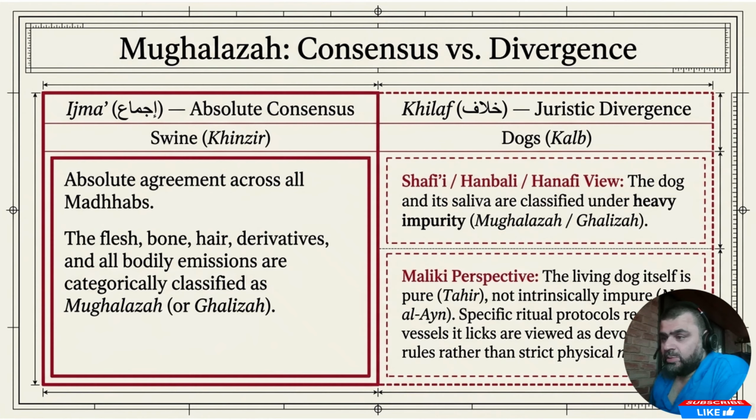Now let's see what are the things about which scholars have ijma, consensus, and about what things they have difference of opinion. All the scholars agree that swine, or khinzir, is najisul ain. It is of the mughallaza category, the severe najasa. Its flesh, bone, hair, derivatives, and all bodily emissions are considered severe impurity. In this relation, we have to keep in mind that it's not just the flesh, it's about its hair and derivatives and so on as well.